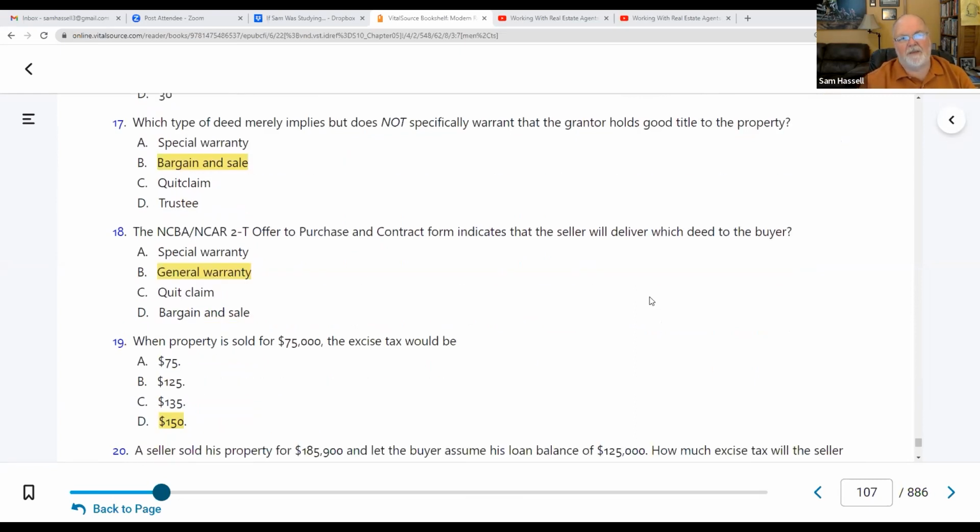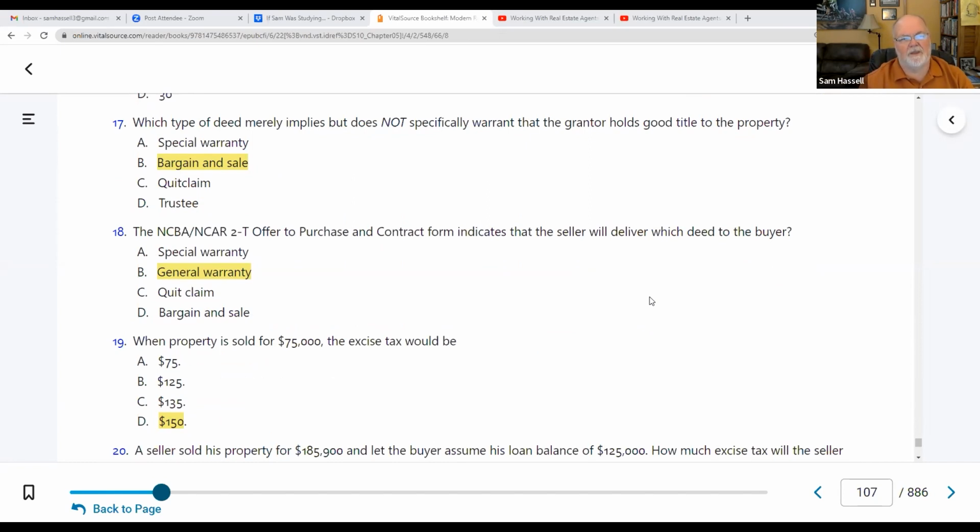Number 17, which type of deed merely implies but does not specifically warrant that the grantor holds good title to the property, okay? And that is a bargain and sale deed, right? I got ownership, but I'm not warranting anything. Okay, it's yours. All right, I got ownership.